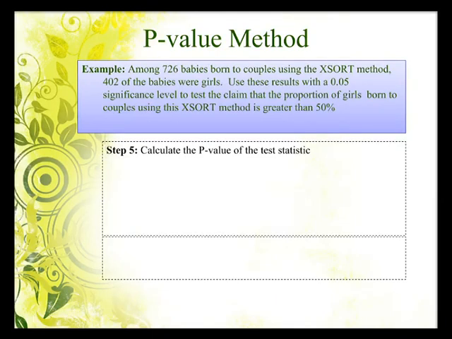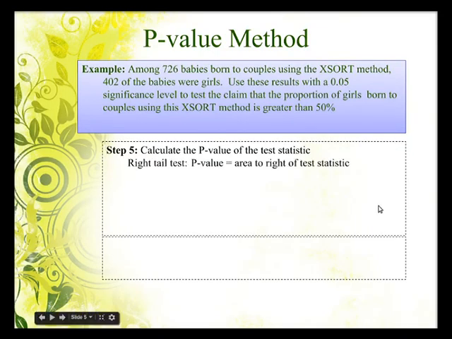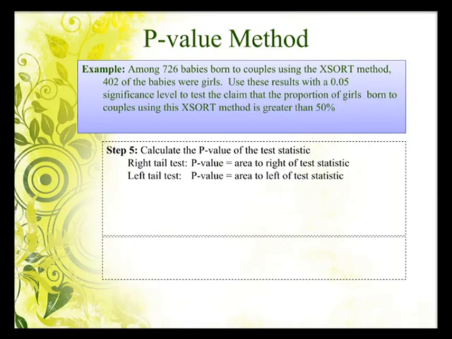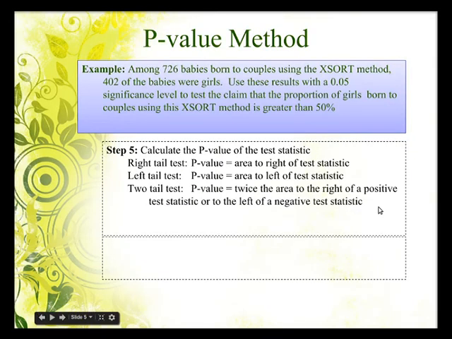So step 5 is to calculate the p-value for that test statistic. That is, we want the probability of finding a test statistic more extreme than ours. Since this is a right tail test, the p-value will be the area to the right of our test statistic, 2.89. But if this was a left tail test instead, we would find the area to the left of our test statistic. And if it's a two-tail test, then it's twice the area to the right if it's a positive test statistic, or twice the area to the left if it's a negative test statistic.